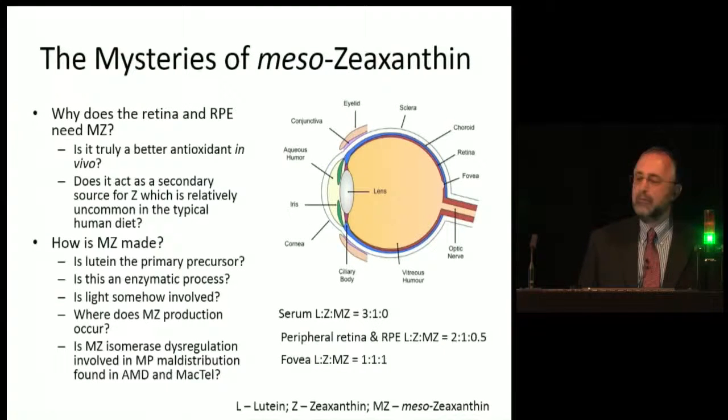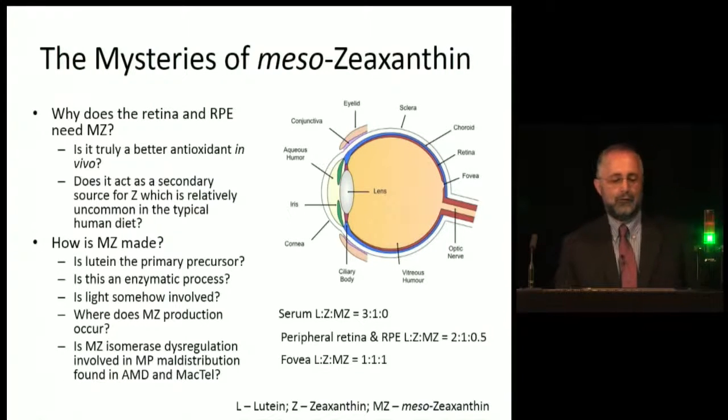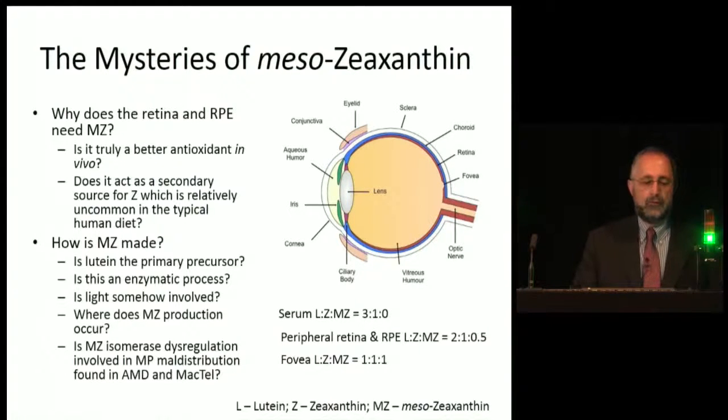So that's the history. But we still have a lot of mysteries of mesozeaxanthin, and George alluded to this before. Some of the questions include: why does the retina and the retinal pigment epithelium need mesozeaxanthin? Is it because it's truly a better antioxidant than zeaxanthin or lutein? Or does it act as a secondary source for zeaxanthin, which is relatively uncommon in the typical diet, and so it can be made from lutein? And George gave a good description of why that may be happening.